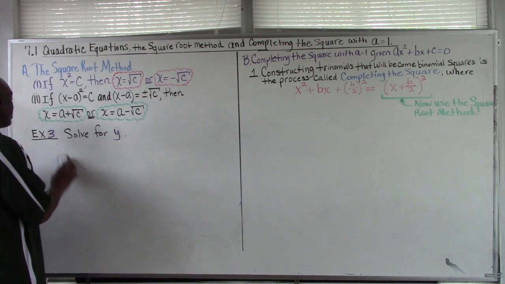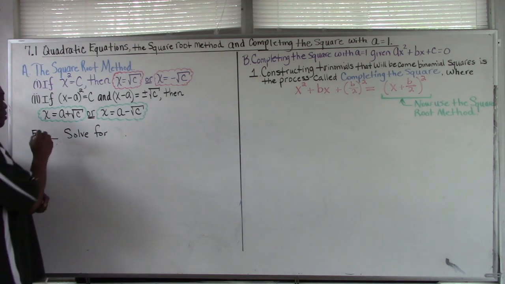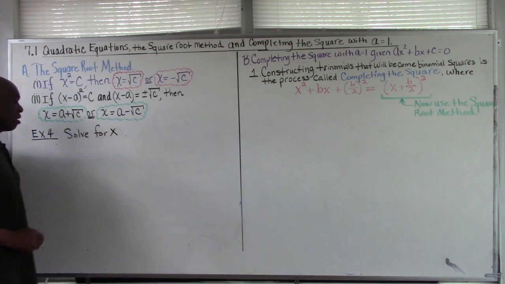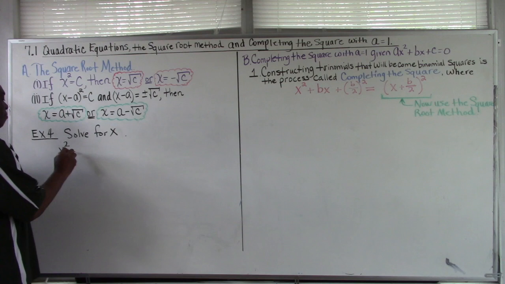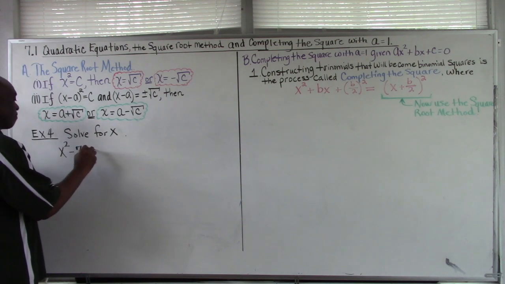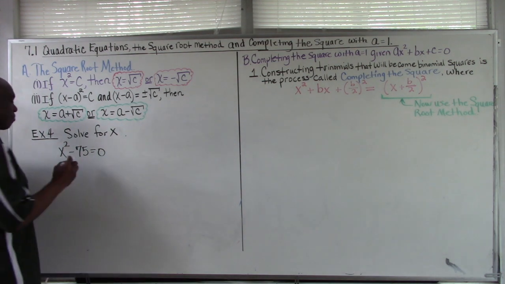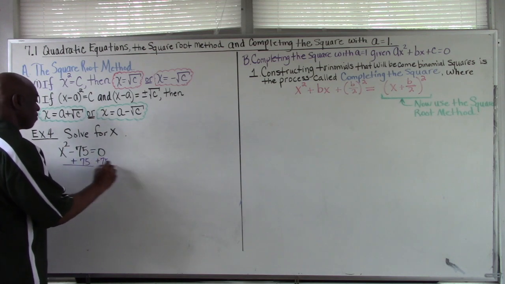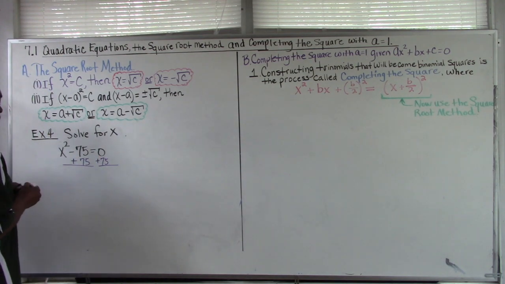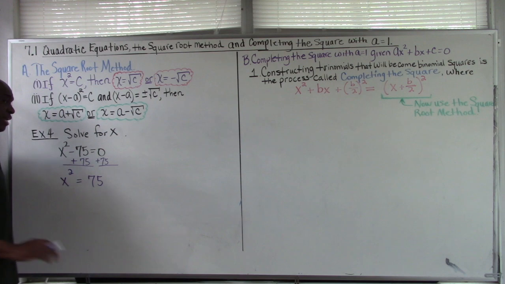This is example 4. Let's solve it for x. Let's finish how we started. Solve for x. Let's say that x squared minus 75 equals 0. Very simple. Add 75 to both sides: plus 75, plus 75. All right, so we're going to get x squared equals 75. Not too bad.